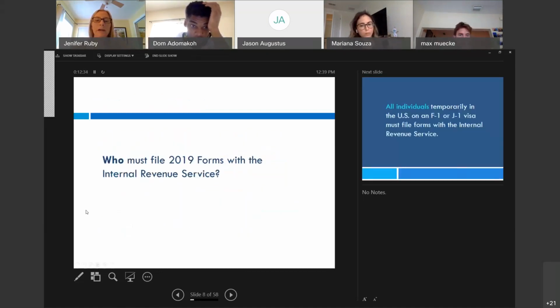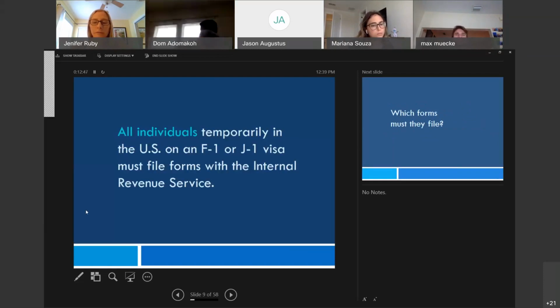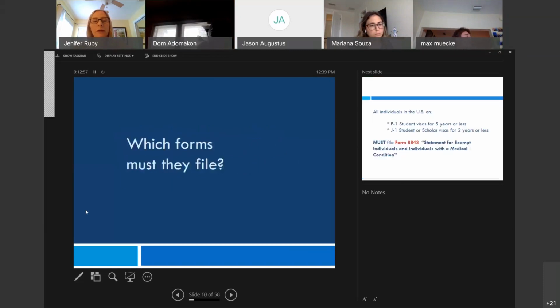So who has to file forms? That's what we're going to look at. What we're talking about today is anyone on an F or J visa. All of you will need to file at least one form with the IRS. Even if you did not have any earnings, any salary, any wages, any taxable scholarship, you have to file at least one form. So what's that form that you're going to file?